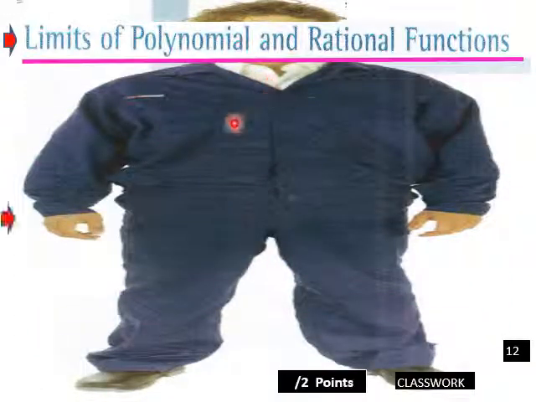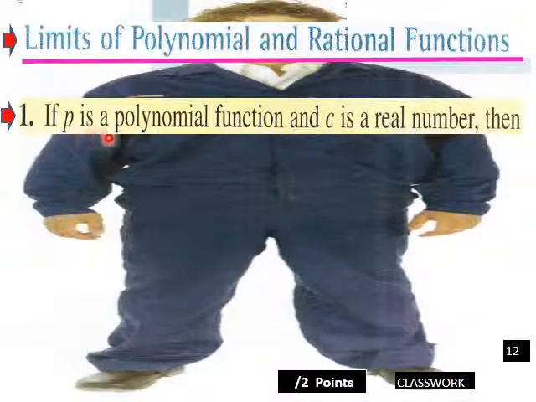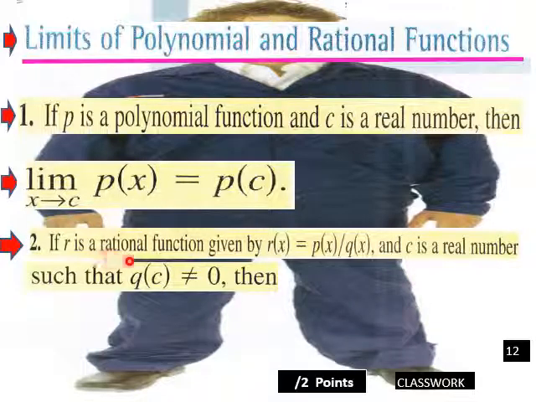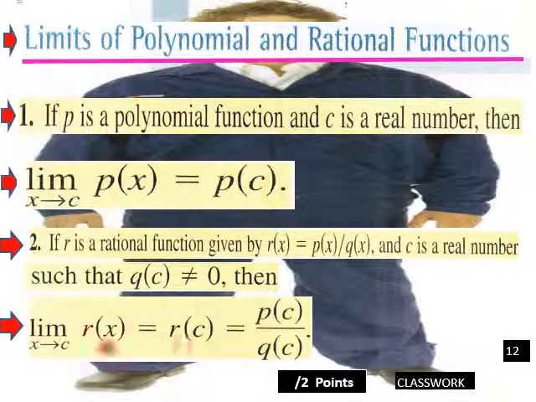Limits of polynomial and rational functions. So 1, if p is a polynomial function and c is a real number, then the limit as x approaches c for p of x would equal p of c. And c is a real number here. And then 2, if r is a rational function given by r of x equals p of x over q of x, and c is a real number such that q of c does not equal 0, then the limit as x approaches c for r of x equals r of c, which would be the same thing as p of c over q of c.